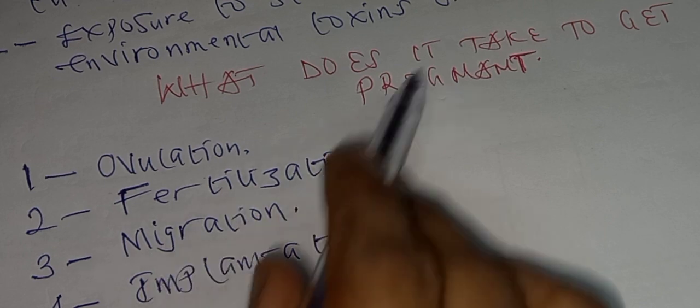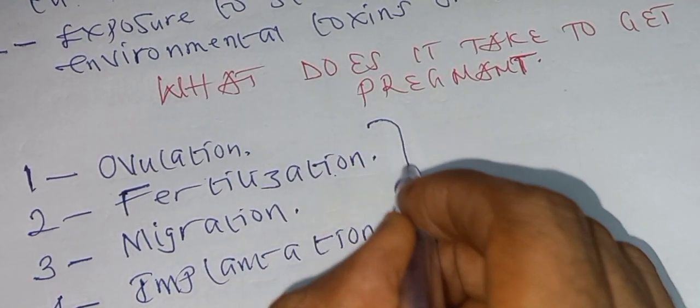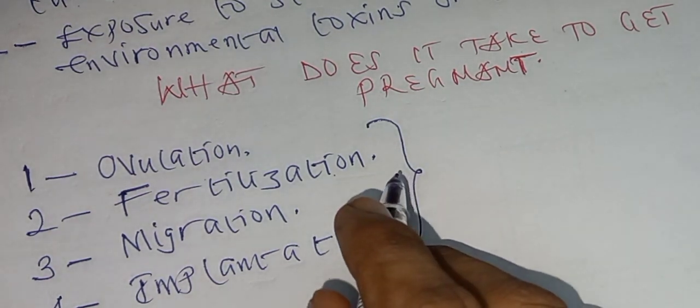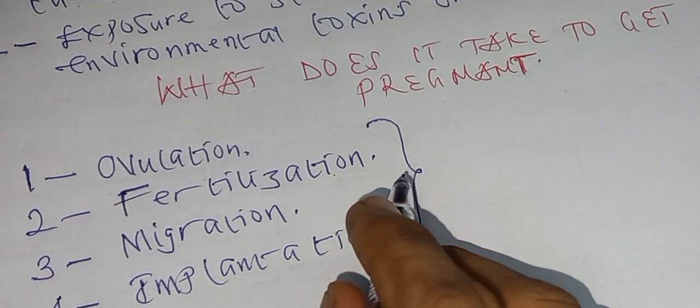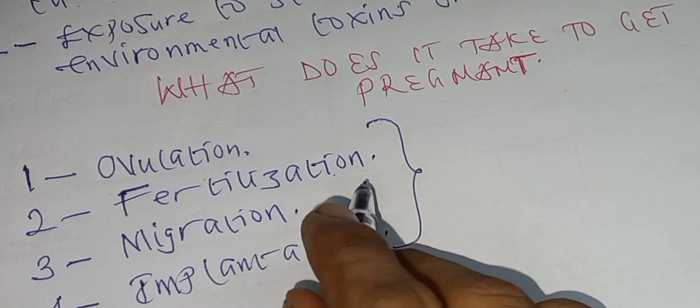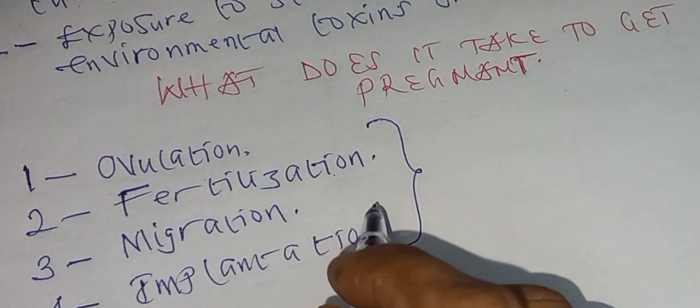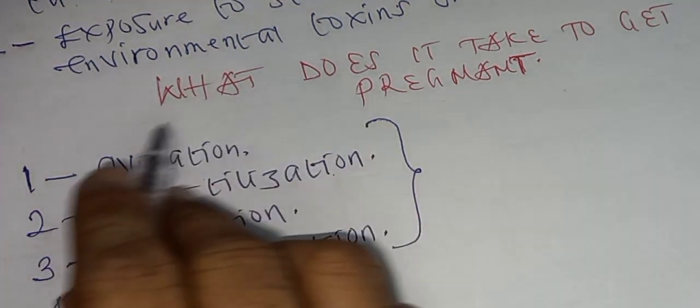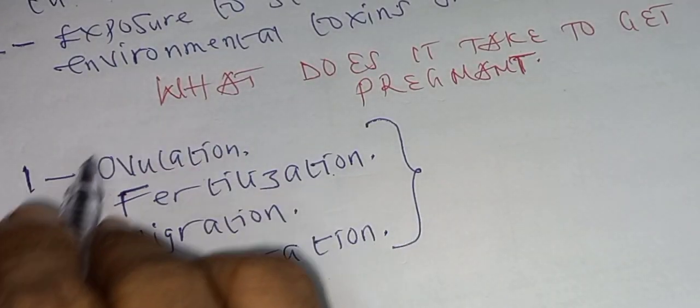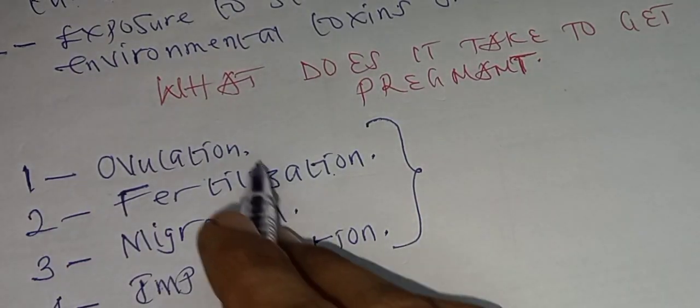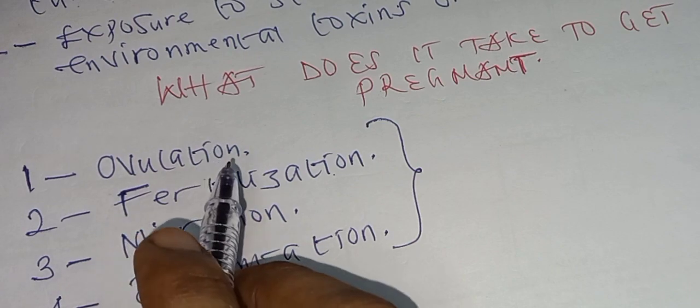Implantation, that is, the embryo needs to implant itself into the lining of the uterus. That is implantation. An interruption in these steps can be associated with the female, male, or both. So these four stages may affect the male, the female, or both, the couple. Okay?